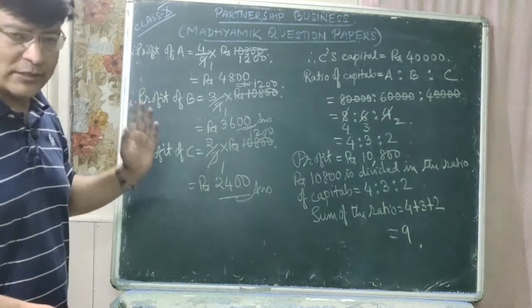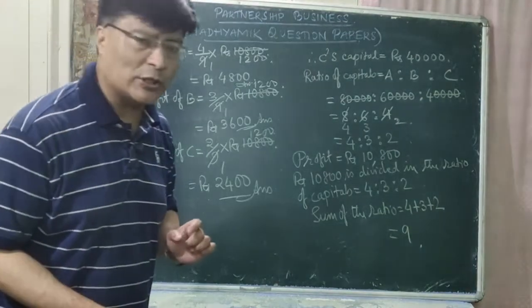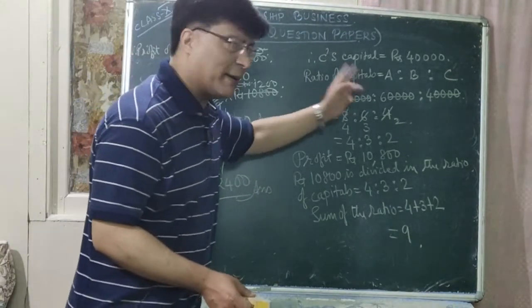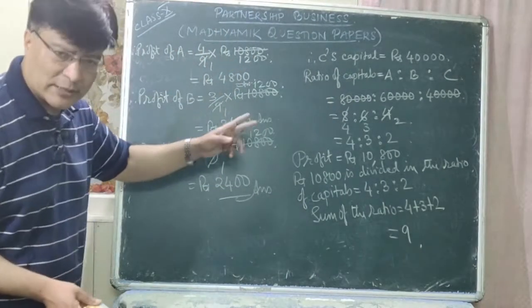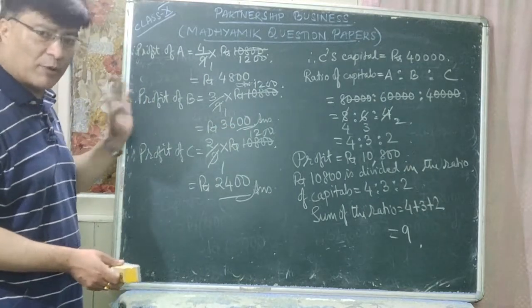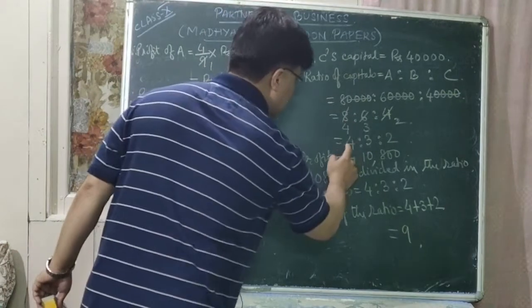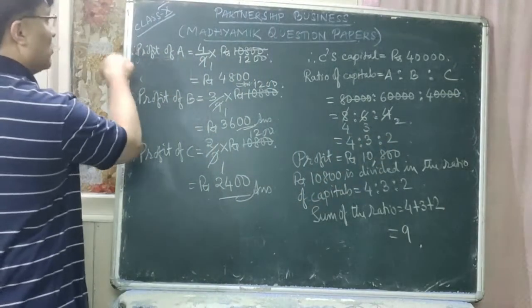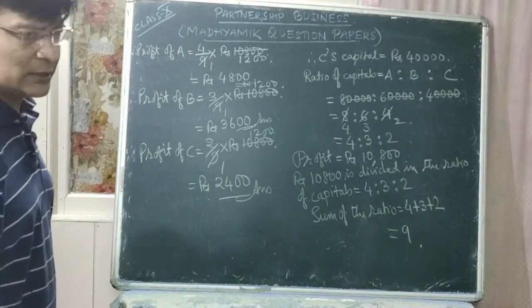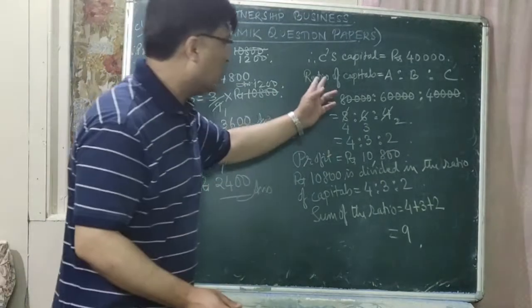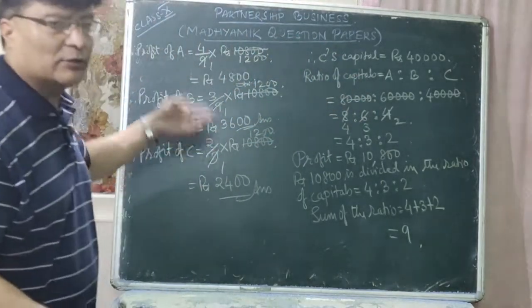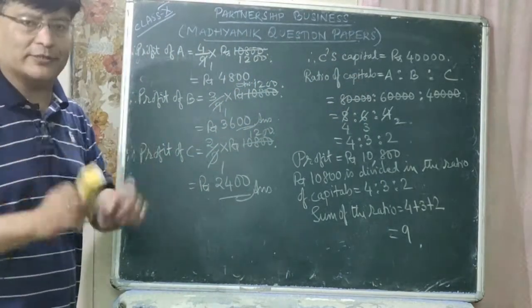So we have got the result. Okay. So one thing I want to tell you that ratio of capitals or ratio of investment is equal to ratio of profit. Aba yara, ratio of profit kasari ba? Yeah, ratio of capitals 4:3 is equal to ratio of profit kasari hundaichha. I told you that ratio of capitals is equal to ratio of profit always.